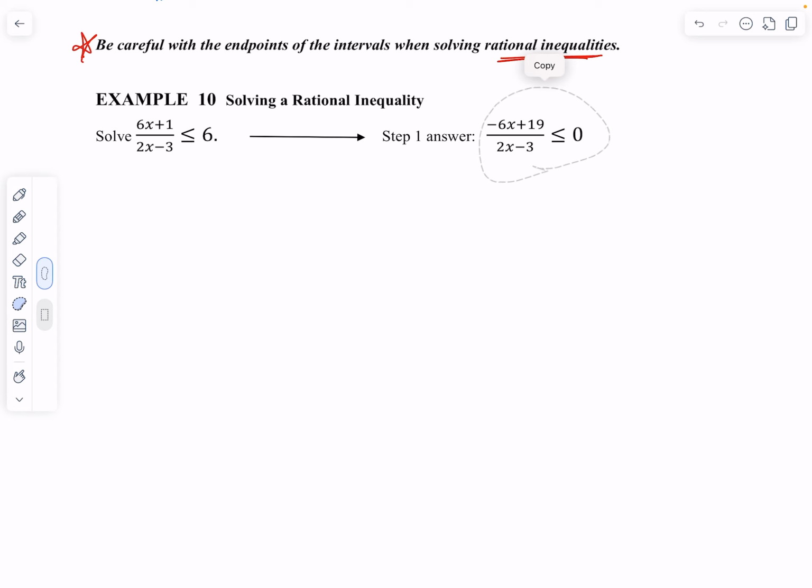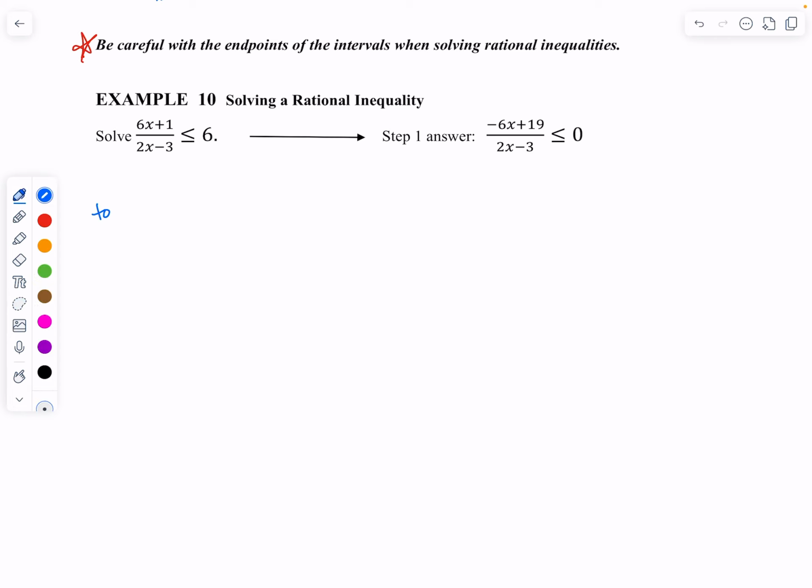So you could plug that. I'm going to go straight to writing it. If I move this 6 over and get common denominators, I'm going to go straight to this. On your test, I'm not going to give you one like this. I'm always going to make it equal to 0 for you. All right, so once again, we're going to start with the top.